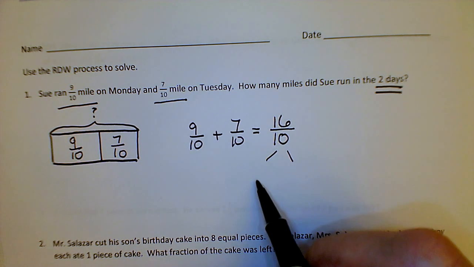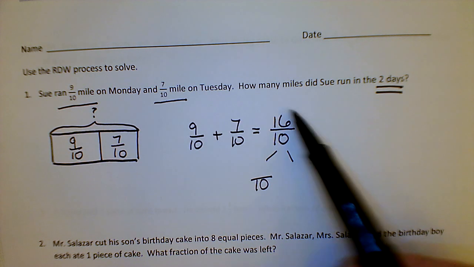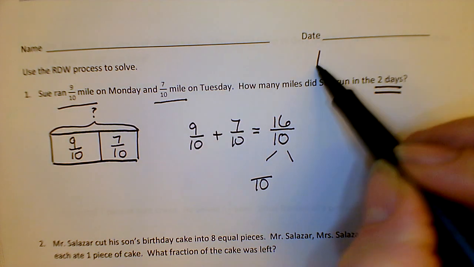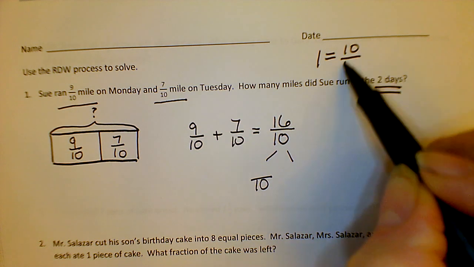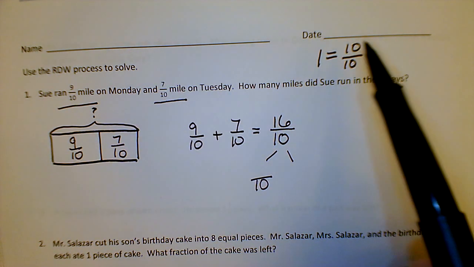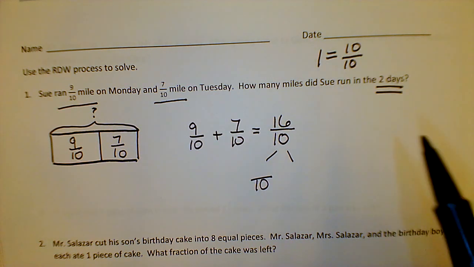So since I'm dealing with tenths, I'm going to write that in my denominator. And what I want to do is pull out one whole. Well, for tenths, what I know is that one whole is going to be 10/10. When my numerator and denominator match, it means that it's equal to 1. That's because it's cut up into 10 pieces, and I have all 10 pieces.